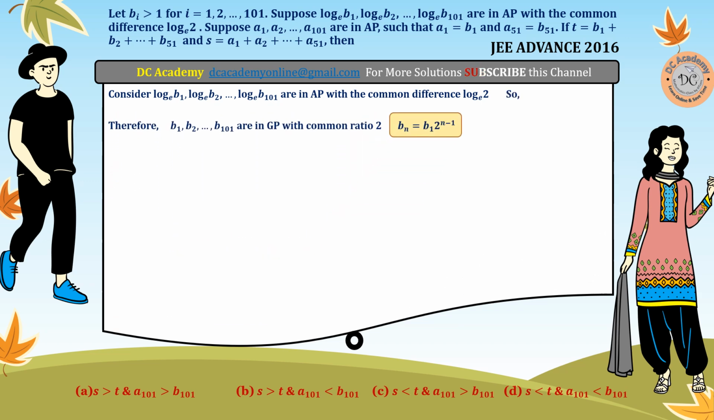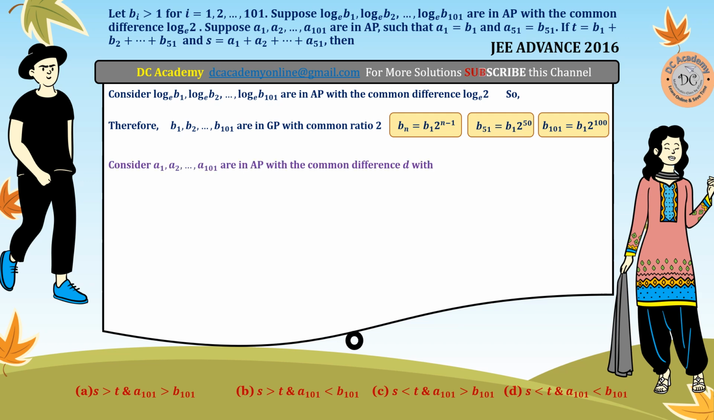Now we find B51 and B101, because these are required and given in the problem. So B51 is B1 times 2 to the power 50, and B101 is B1 times 2 to the power 100. That's obvious. Now let's discuss the AP series of A terms. Here A1 to A101 are in AP, and we assume the common difference is D. Two conditions need to be imposed: A1 equal to B1 and A51 equal to B51.